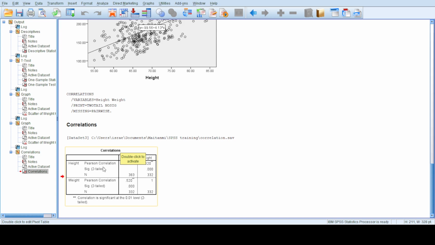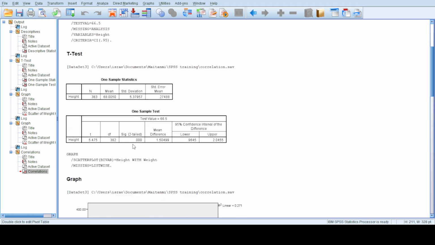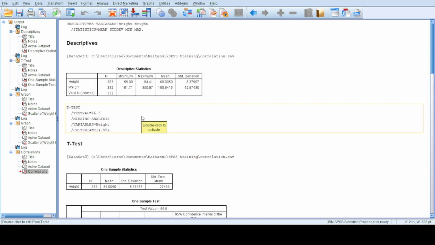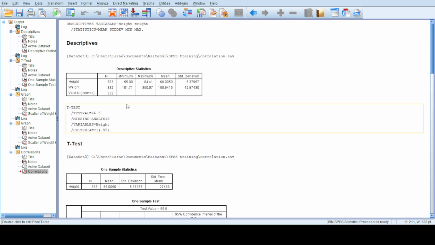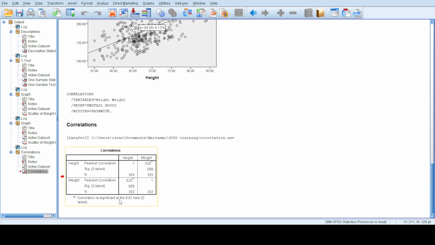May I ask the class, do you know that this is the total variable considered on height, 383? This is the total variable considered for width, 332. Meaning that is the total. I did the descriptive analysis here, where we have 332 as the valid variable. We call it the valid variable. The others were the total. Remember, we had a total of 383.